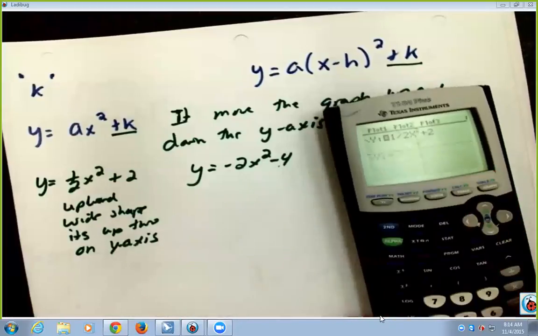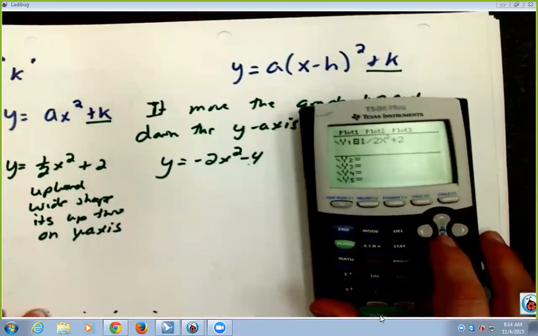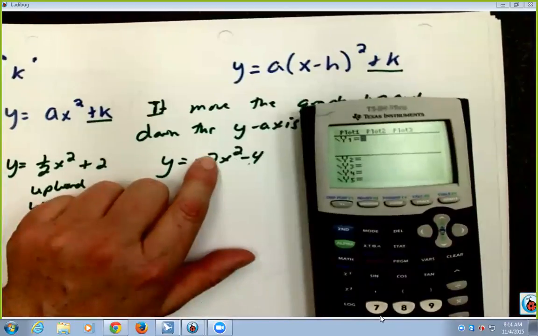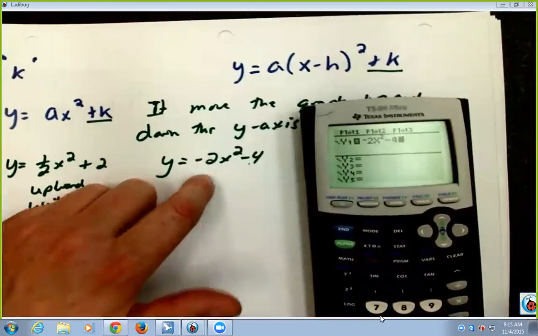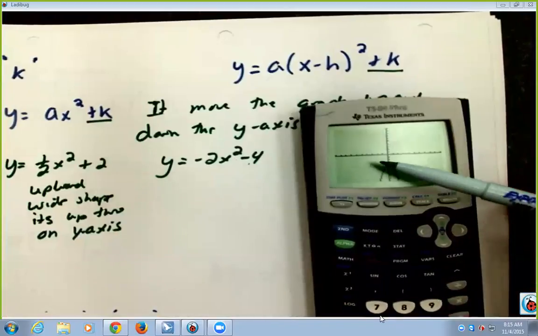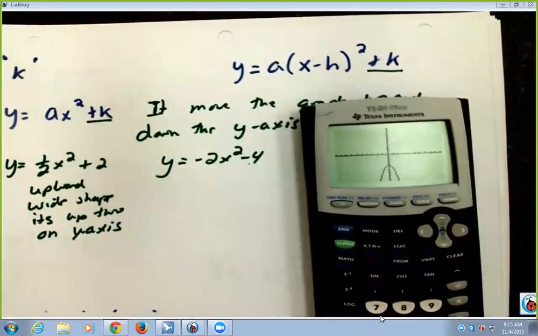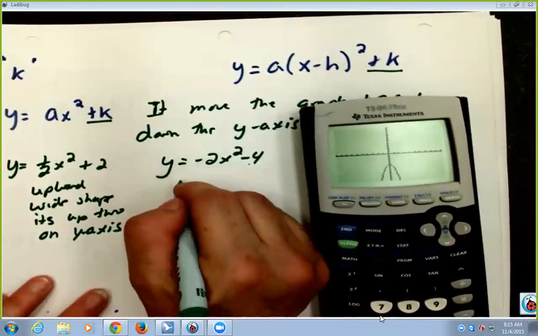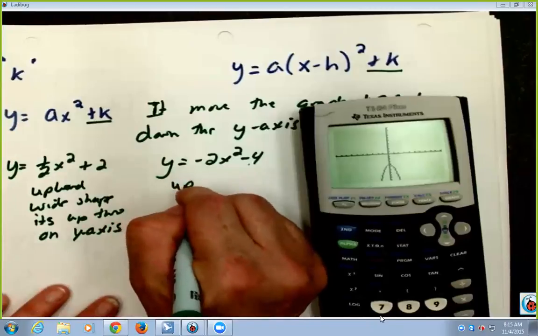So then if I put it on my calculator, negative 2x squared minus 4, and I hit graph, it's going to do exactly what I said it was going to do. Notice it's a narrower graph than the last one. It's moved down 4, and it's upside down. So again, just by looking at those, I know what's happening to it. So it's upside down.